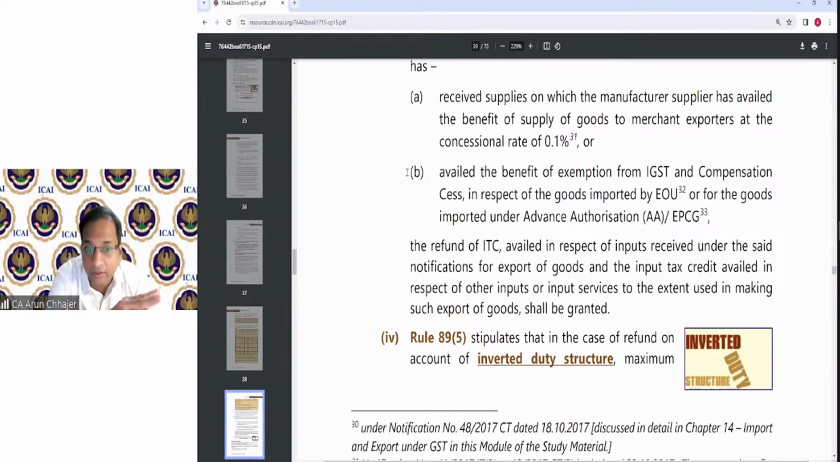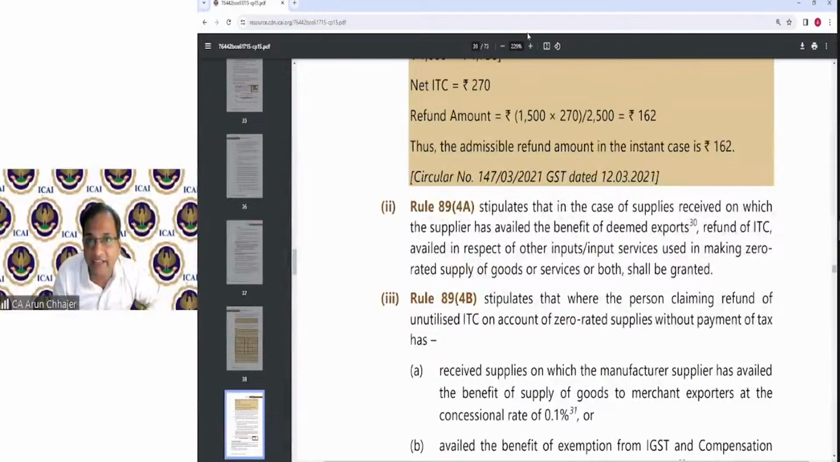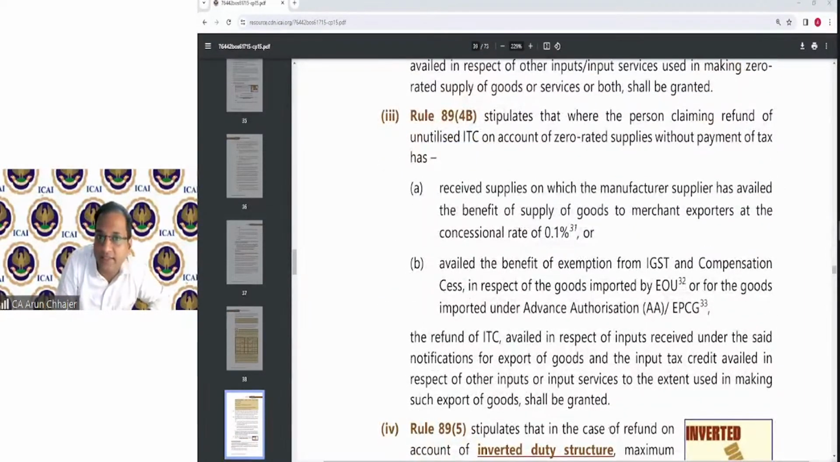So now we move to the inverted duty structure. So you can read 89(4)(a): in case of the supply received on which the supplier has availed the benefit of deemed export. And 89(4)(b) says that where the person claiming the refund of unutilized ITC on account of supply without payment of tax has received the supply on which the manufacturer supplier has availed the 0.1% notification, and availed the benefit of the IGST and compensation cess in respect of the goods imported by EOU or against advance authorization or EPCG license. Correct?